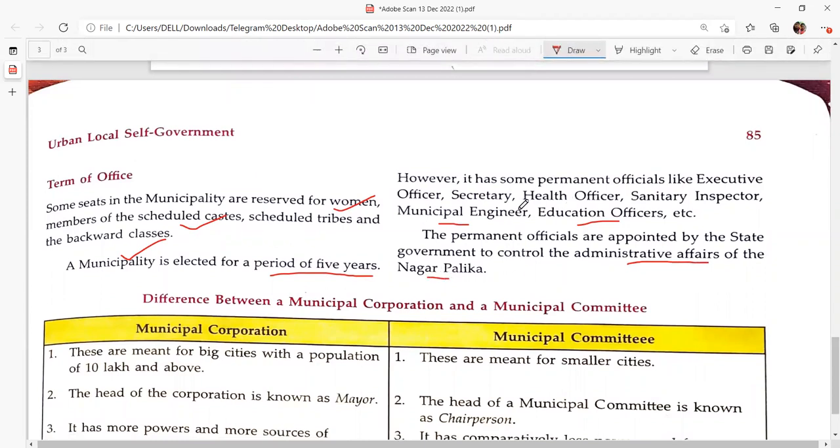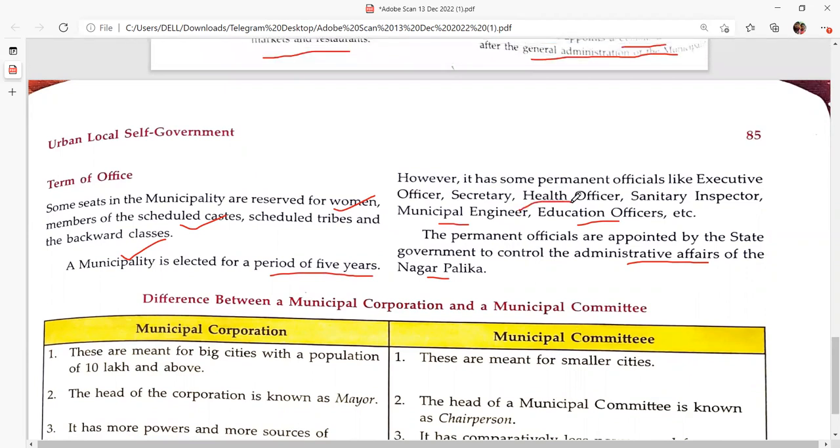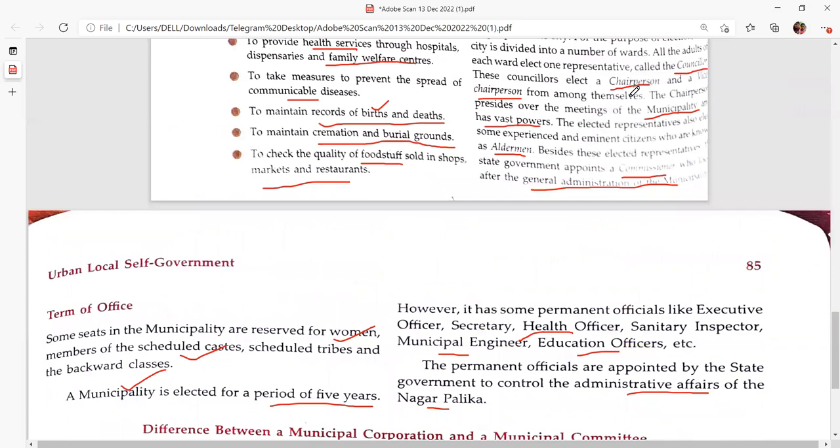The health officer will look after the health of the city. Are the health workers working well? Are the hospitals maintained well? It will be looked after by the health officer, and he will report to the head of the municipality, that is the chairperson.